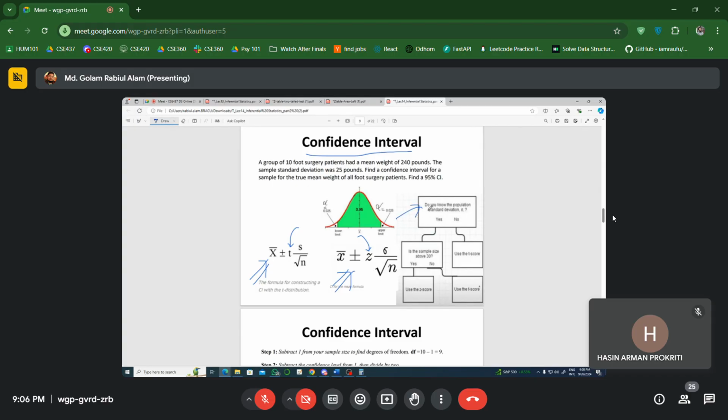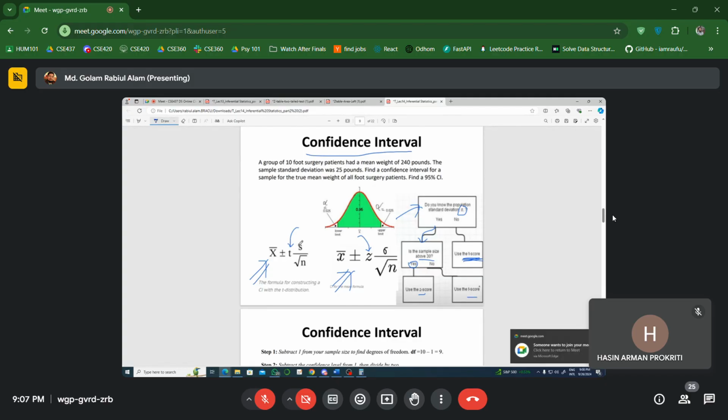Do you know the population standard deviation? At first, the question is whether you know the sigma or not. If no, then use the T score. If yes, then you have to test another thing, that is the sample size, whether the sample size is above 30 or not, whether the sample size is large or not. If yes, then you use the Z score. If no, then use the T score.